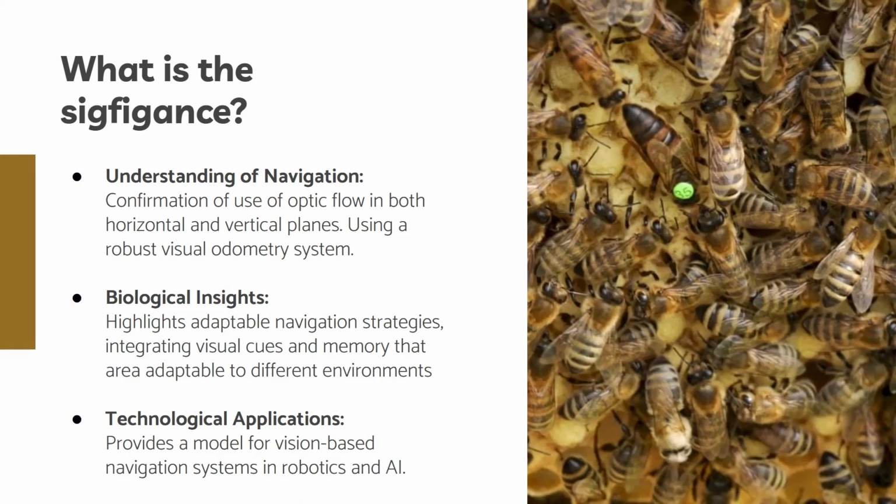And this is going to be very important. All this understanding is very important just so we can understand how they're able to gauge their distance. And it's also going to be able to apply to more vision-based navigation systems in robotics and AI.